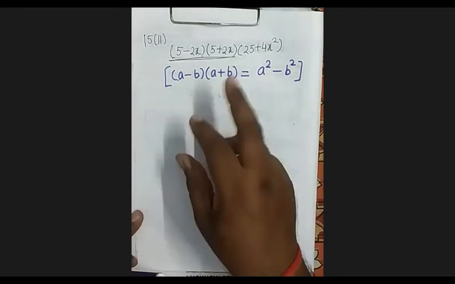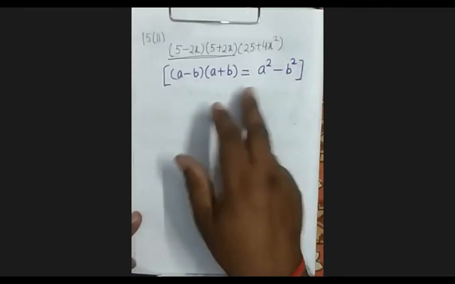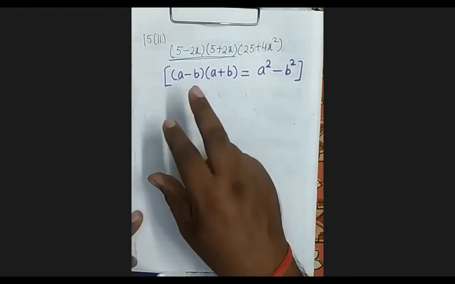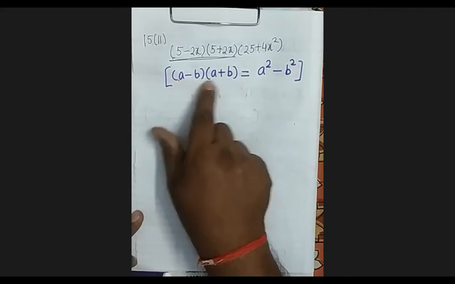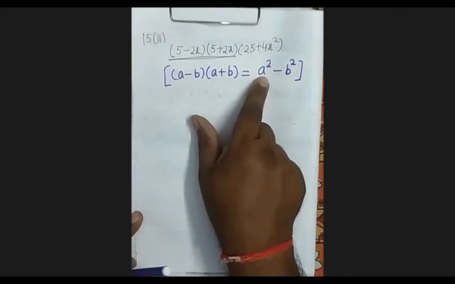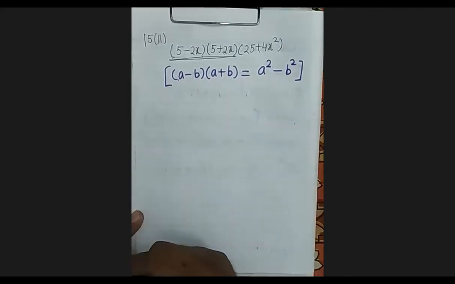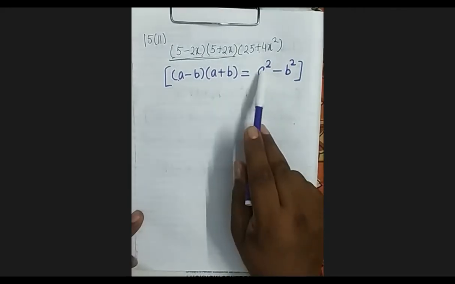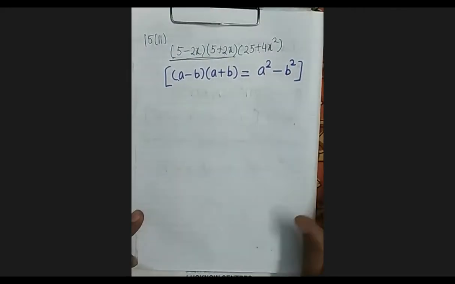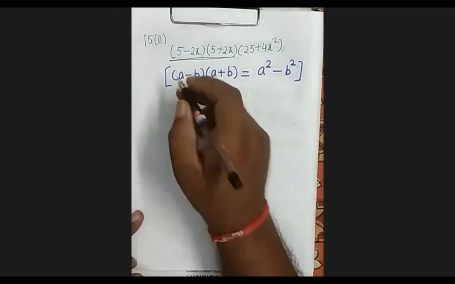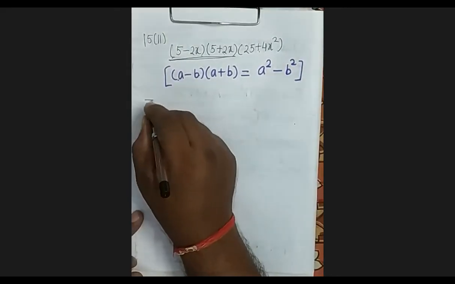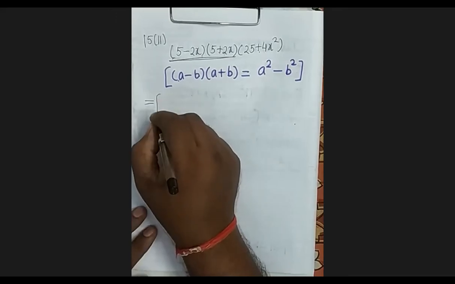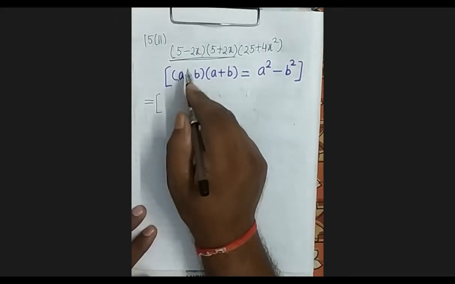The expression which you have told is that of a minus b whole square. Here it is a minus b into a plus b, so it will be a square minus b square. It is the difference of two perfect squares. So see here, what is in place of a here? Rishabh Rastogi, what is in place of a here?